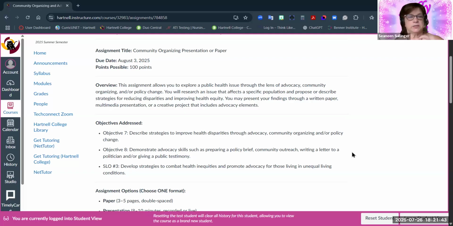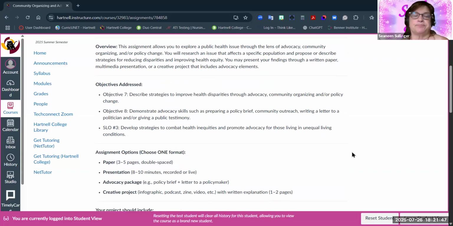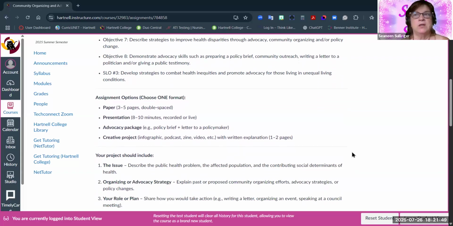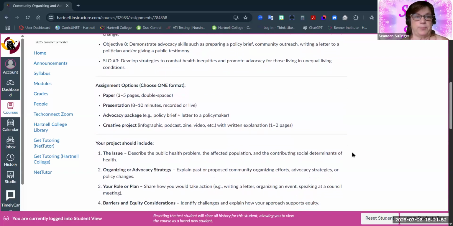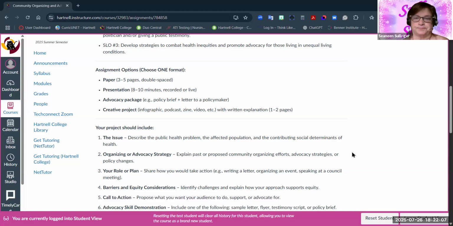We're covering objectives 7, 8, and student learning outcome 3 in this assignment. You can present it as a paper, a presentation, either recorded or live, an advocacy package, where you worked on policy briefs and a letter to a policymaker, or it could be a creative project with a written explanation.